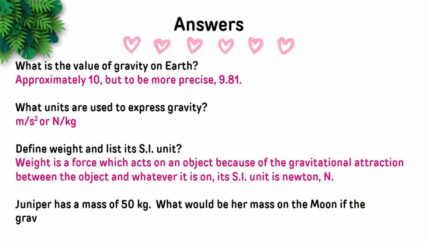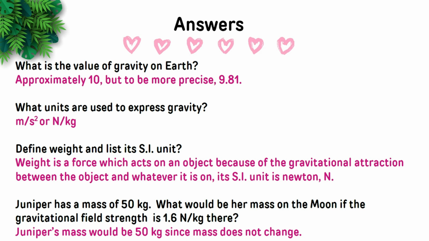Answers. The value of gravity on Earth is approximately 10, but to be more precise, 9.8. The units of gravity are meters per second squared or newtons per kilogram. Weight is a force which acts on an object because of the gravitational attraction between the object and whatever it is on. Its SI unit is the newton. Juniper's mass will be 50 kilograms since mass does not change.